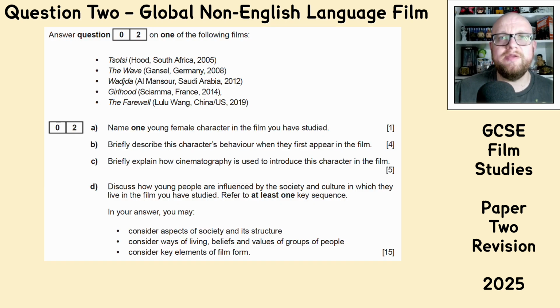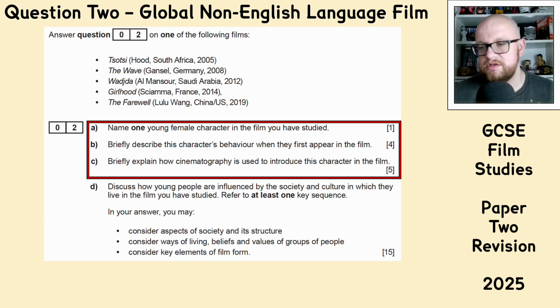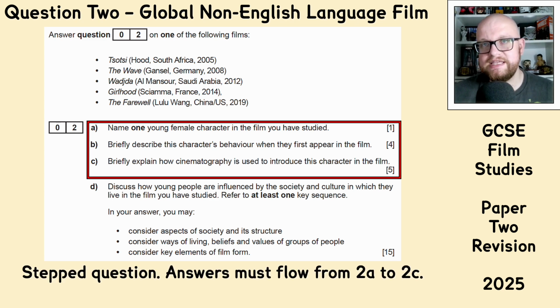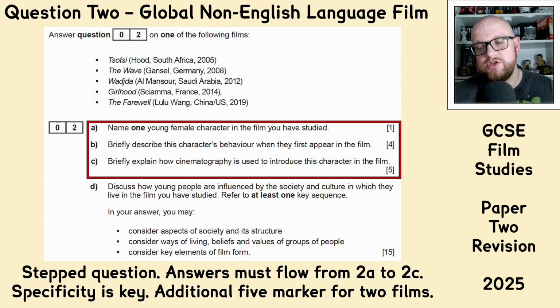So name one young female character in the film that you've studied. Briefly describe this character's behaviour when they first appear in the film. This is the 5 marker now. So briefly explain how cinematography is used to introduce this character in the film, and then we'll move on to the 15 in just a second. So this is the stepped idea again, but with the addition of this now 2C, it's the idea that your answer has to flow between 2A, 2B, and 2C. So the female character that you've mentioned in 2A needs to be the female character that you still continue to discuss in 2B, and then in 2C.